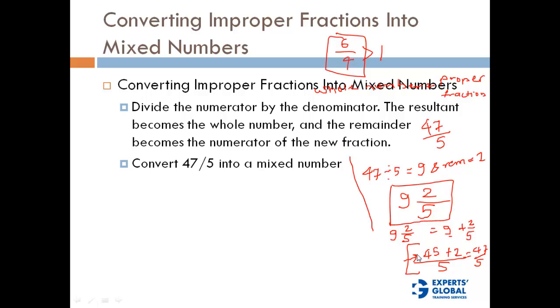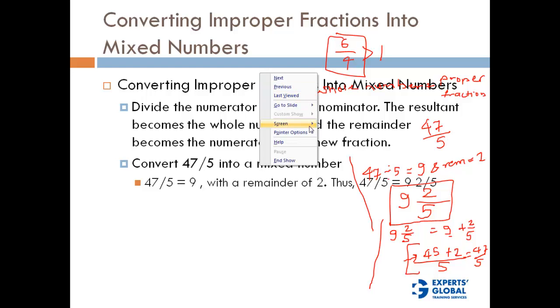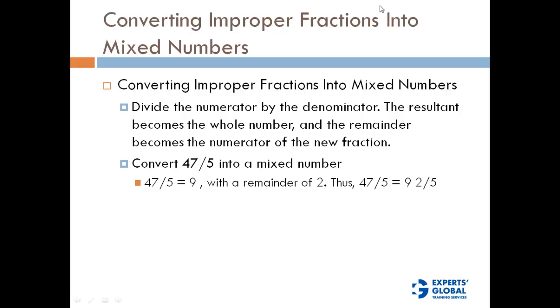So using that, you will be able to verify that 9 2 by 5 is indeed equal to 47 by 5, right? If you don't understand this calculation, that is fine, it is going to come in one of the subsequent slides. So let's re-look at it. 47 over 5 is equal to 9 with a remainder of 2. So 47 by 5 becomes 9 2 by 5.